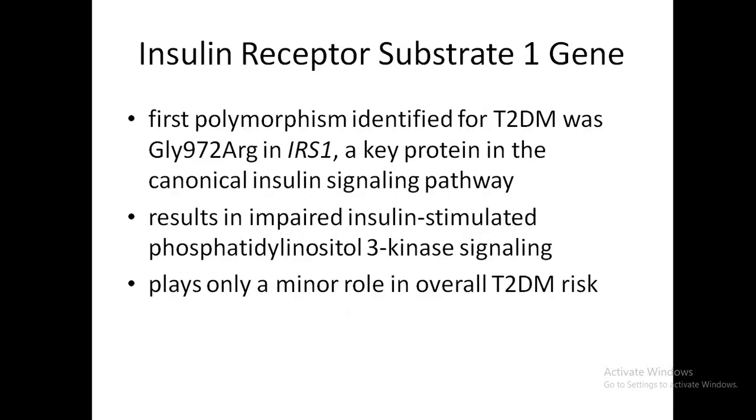Another gene, which is of historical importance because it was the first gene to be studied, is called IRS1 or insulin receptor substrate 1 gene. A specific polymorphism, glycine 972 arginine, in the IRS1 was described. It results in impaired insulin-stimulated phosphatidylinositol 3 kinase signaling, but it appears to have only a minor role in the overall type 2 diabetes mellitus risk.